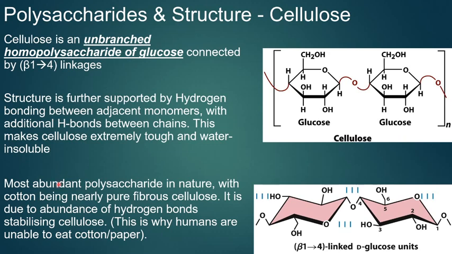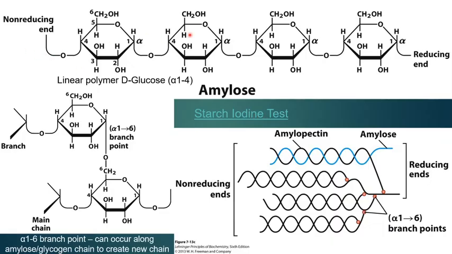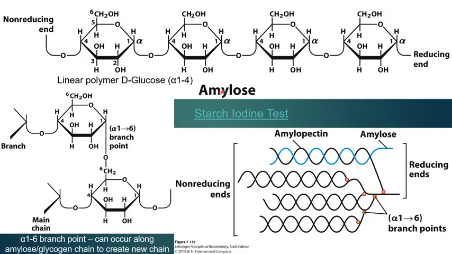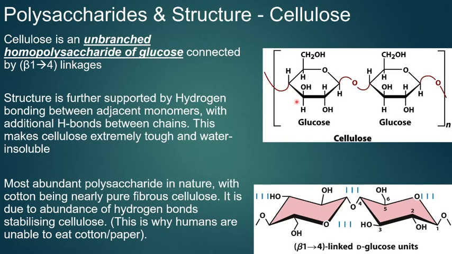Okay, next one. What we're going to do now is look at cellulose. Excuse me. So cellulose. What we see here is an unbranched homopolysaccharide of glucose. Well, hang on. We just did that. We just looked at this. That's amylose. But it's connected by beta 1-4 linkages. So the difference between cellulose and amylose is that cellulose is a beta 1-4 linkage.